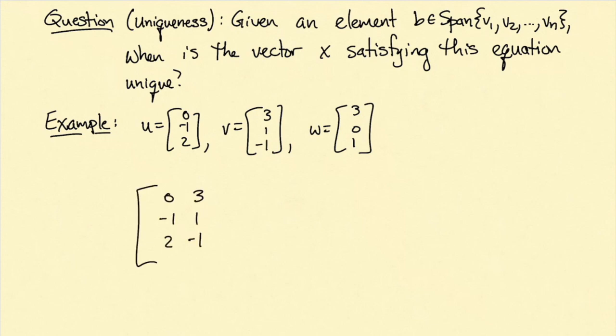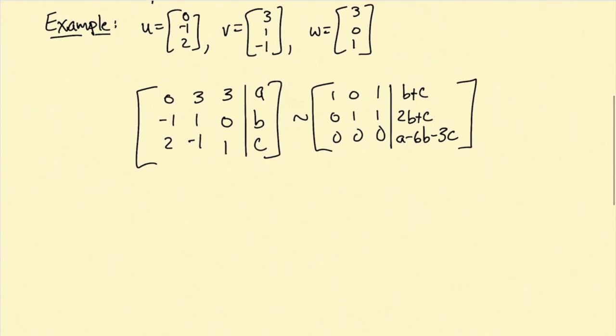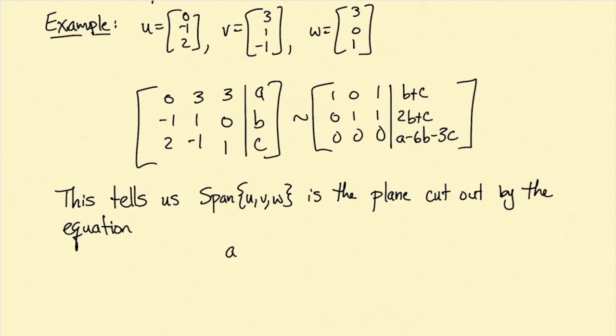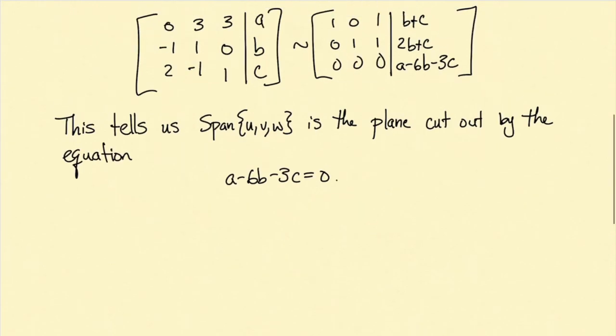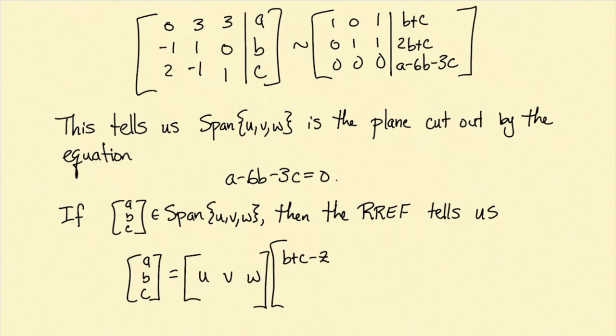So we can use Sage to compute the following row equivalents. The last row in our reduced row echelon form tells us that the span of u, v, and w is a plane, and it's cut out by the equation a minus 6b minus 3c is equal to 0. The reduced row echelon form for our matrix also tells us exactly how to write any vector that lies in this plane in terms of the vectors u, v, and w.